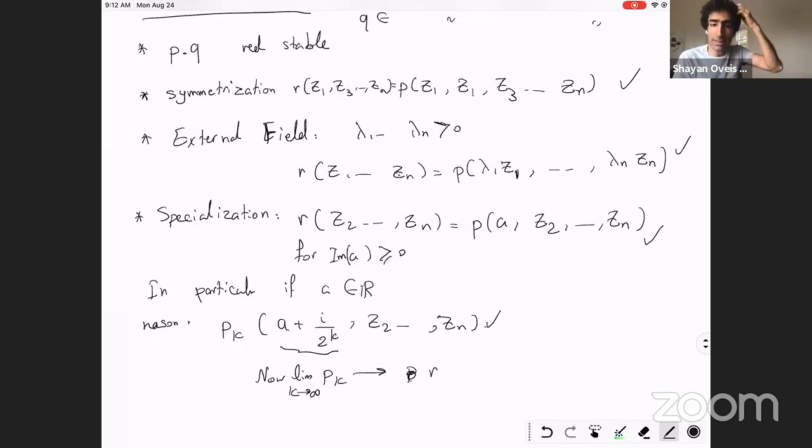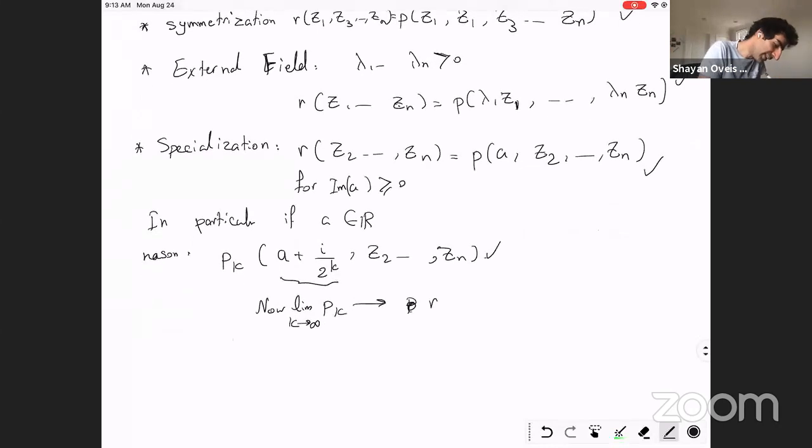And this in particular follows from the fact that the complement of this H is a closed set. Remember, H is the set of points with positive imaginary value. The complement of it is a closed set. So if you take the limit, this is fine. So in particular here, I'm using this other property, that the limit of real stable polynomials is real stable.